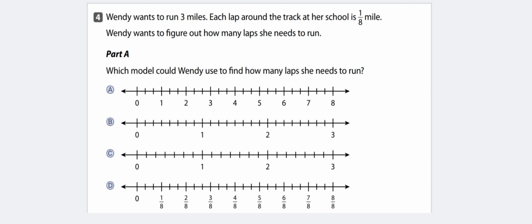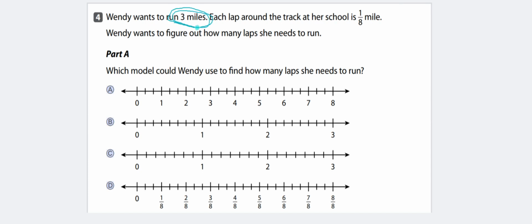Okay, so when I first look at this, I get a little overwhelmed. But then I notice that they're showing me these number lines, and I know they're split up into pieces. So I want to choose which model shows me what I have and what it's being split between. So first, let's think about what Wendy has, or how many miles in total does she want to run? That's right. She wants to run 3 miles in total.